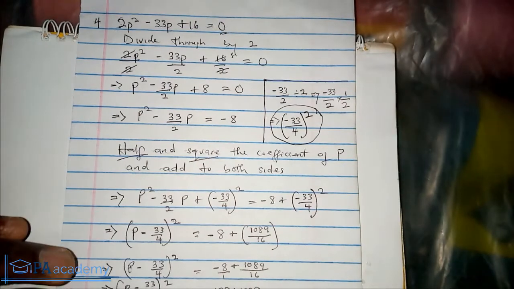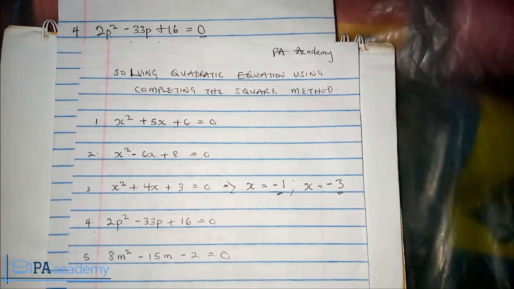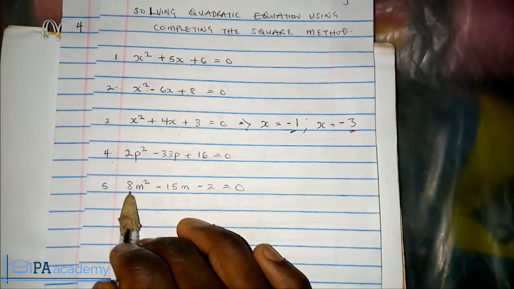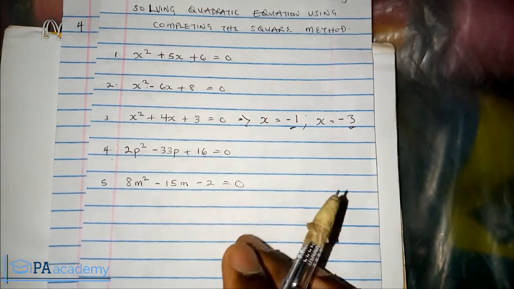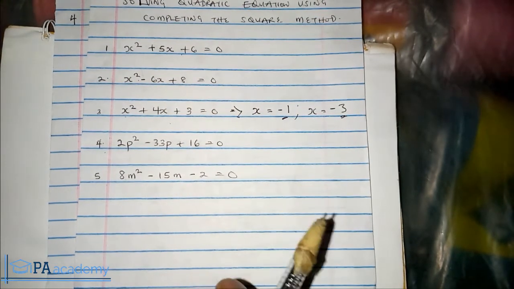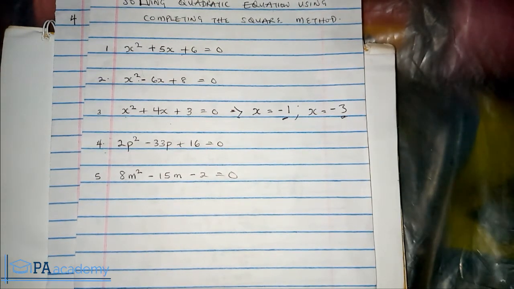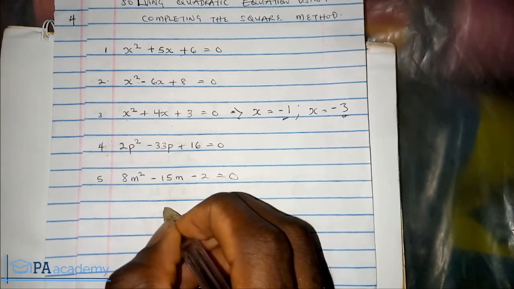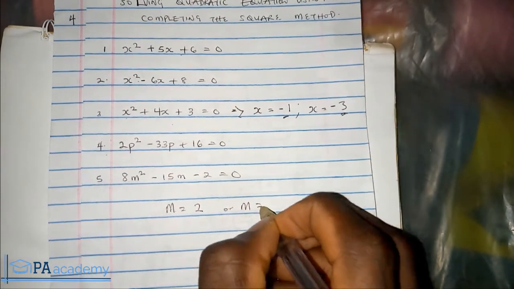So what I want you to do now, having watched this example 4, is to attempt example number 5, which is 8m squared minus 15m minus 2 equals 0. For this quadratic equation, find the root of the equation, which is the value of m, using the completing the square method. Don't use any other method, and let me know if you arrive at the answer. If you solve it, you are going to get m equals 2, or m equals minus 1/8. So solve it and let me know if you arrive at this answer, and I'll see you in the next part of this video.